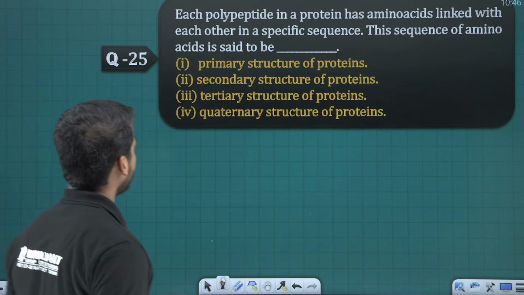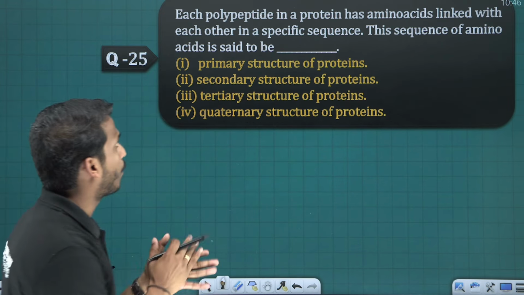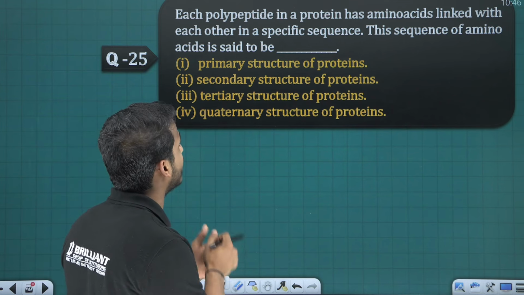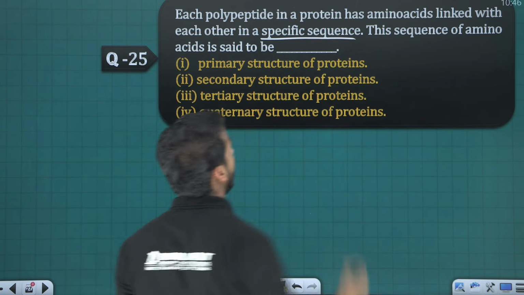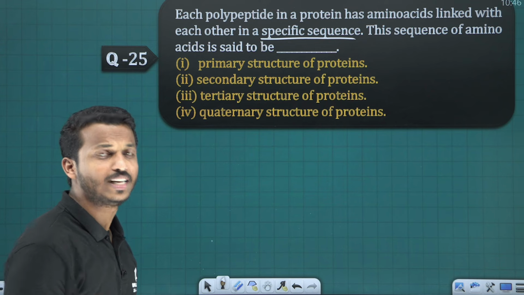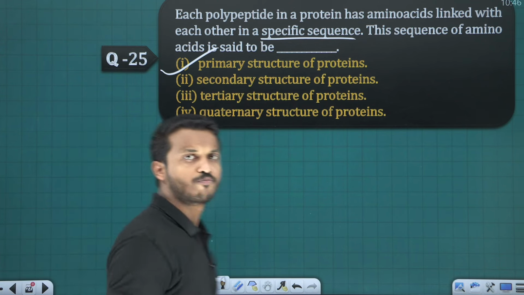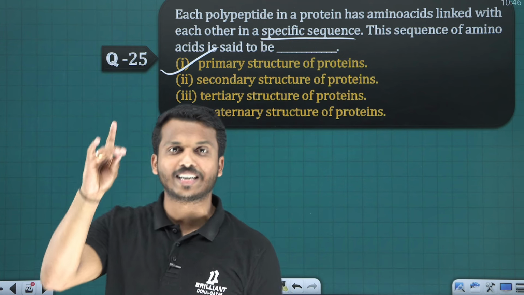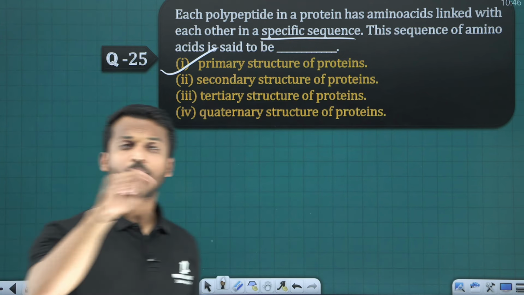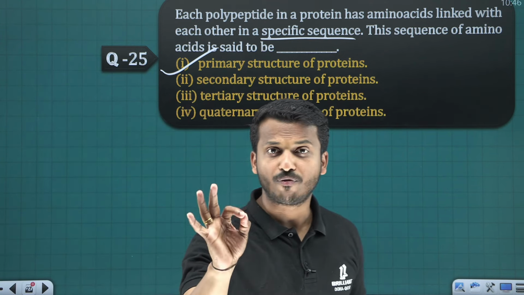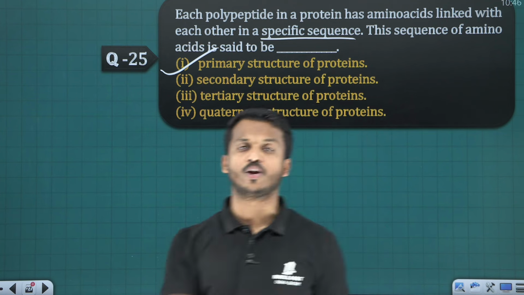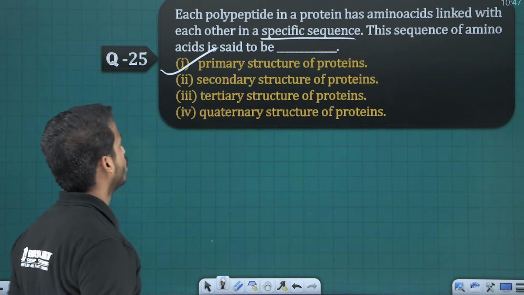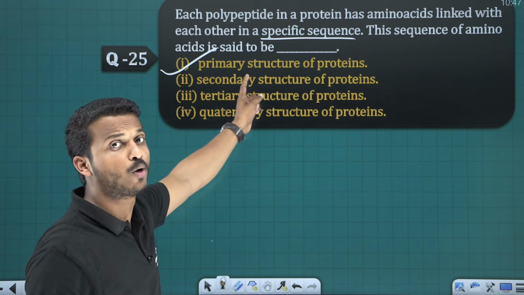Now, each polypeptide in a protein has amino acids linked to each other in a specific sequence. This sequence of amino acids is called the primary structure of protein. There are 4 structures for protein, right? Primary, secondary, tertiary and quaternary. What is meant by primary structure? It is a specific and sequential arrangement of amino acids in a polypeptide chain, right? A protein chain.